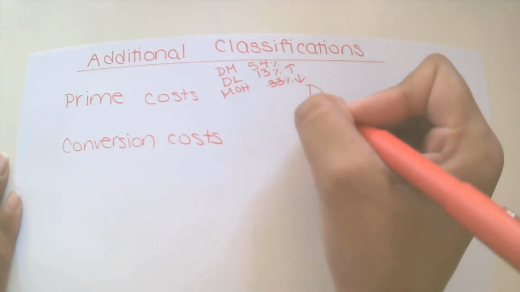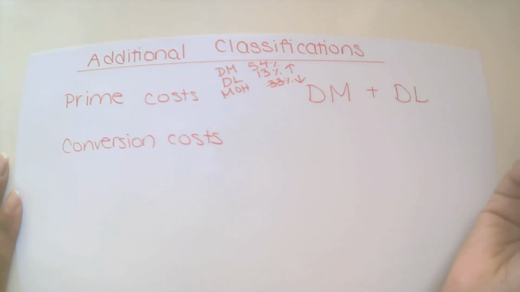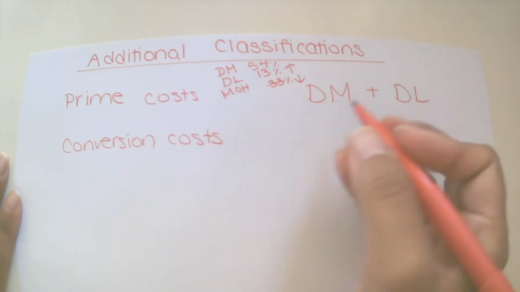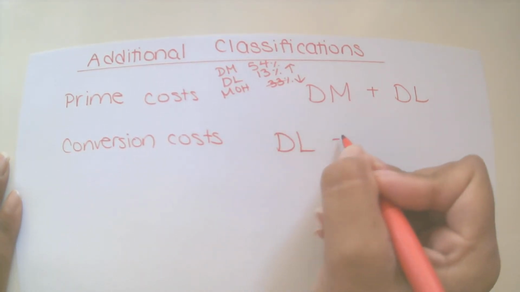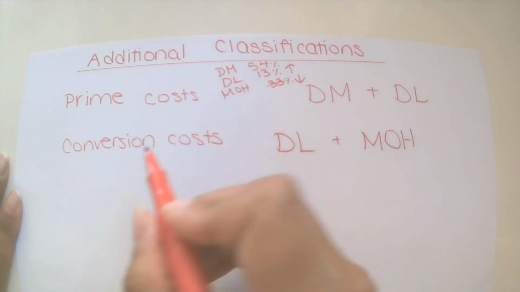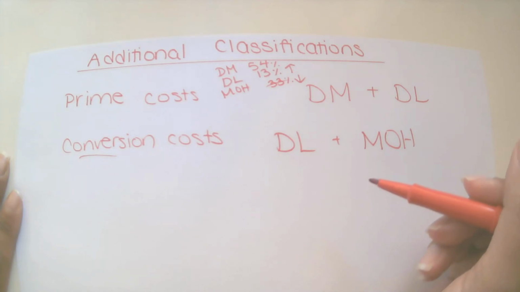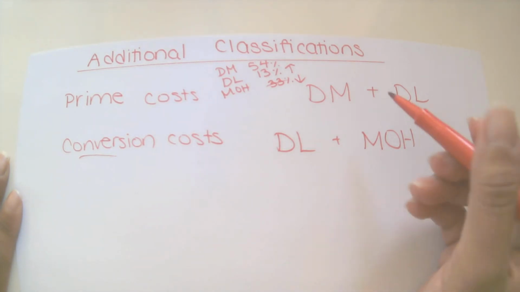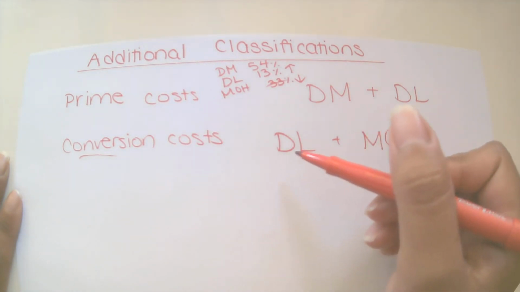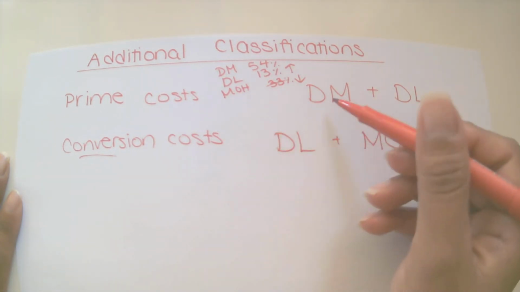Prime costs a company considers to be its direct material and direct labor costs. Conversion costs a company considers to be direct labor and overhead costs. For conversion costs, a way to remember that is everything it takes to convert your materials from the raw form to the finished form. Okay, so that's your conversion costs.